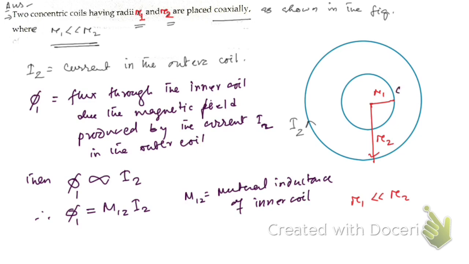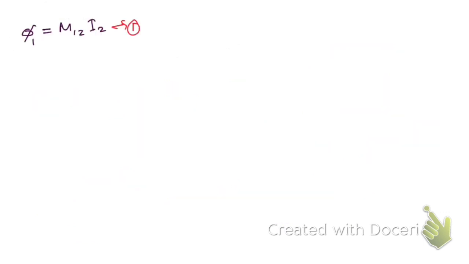So let me take this as C1 and this as C2. Inner coil C1 with respect to the outer coil C2, okay. So here M12, let me keep it this way. This is suppose equation number 1. Let me take a new slide and let me copy this equation number 1 as well. Here is the equation number 1.